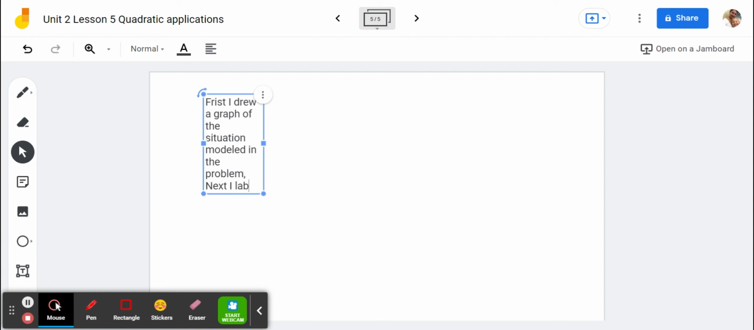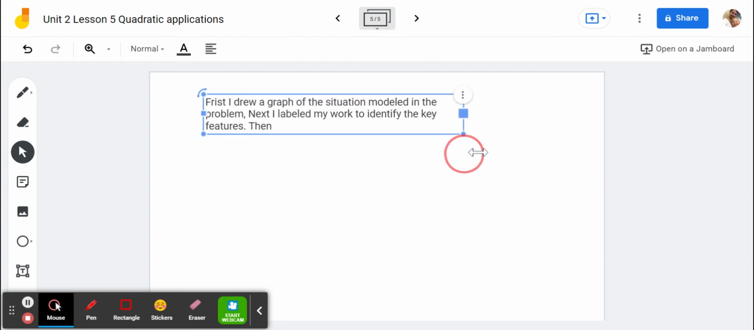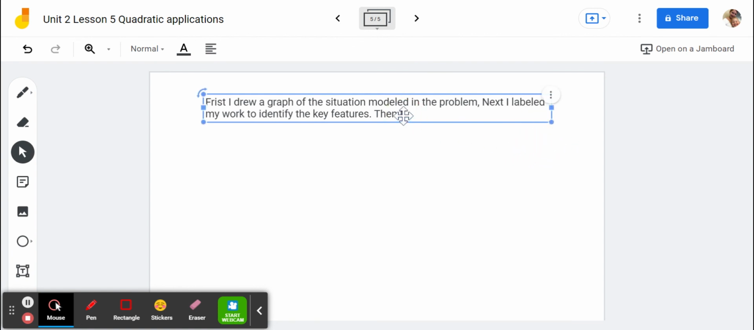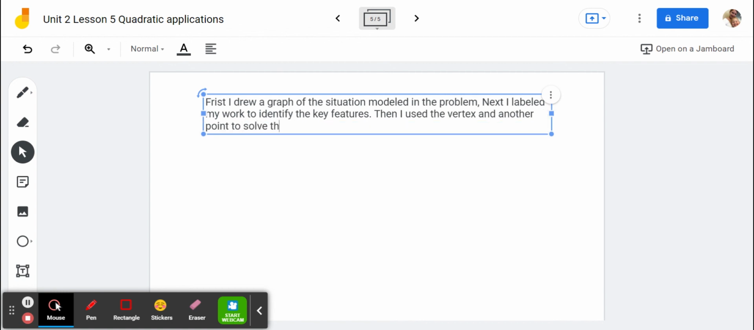Next, I labeled my work to identify the key features. It doesn't matter what your words are. Then I'm going to make this box a little bigger. All right, ready? Then I used the vertex and another point to solve the equation and find the equation for A. I'm going to say create because that's what the problem says.